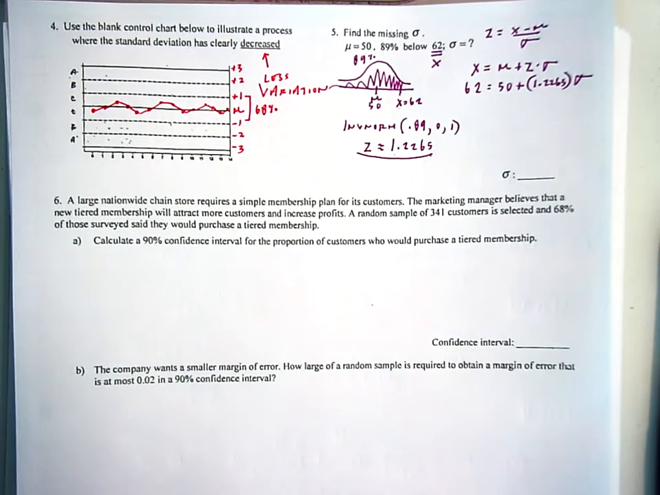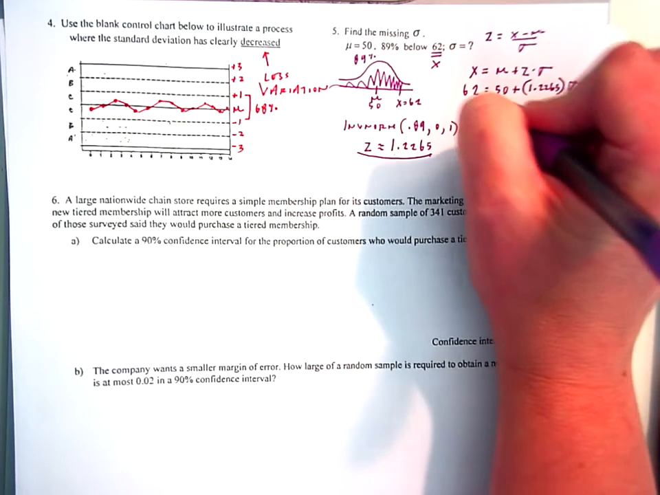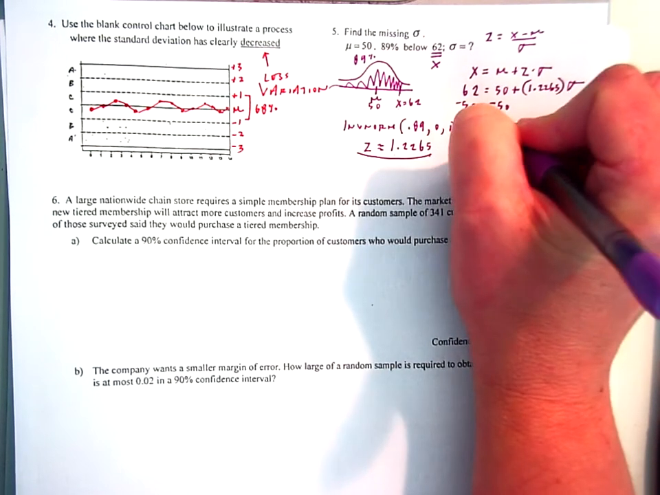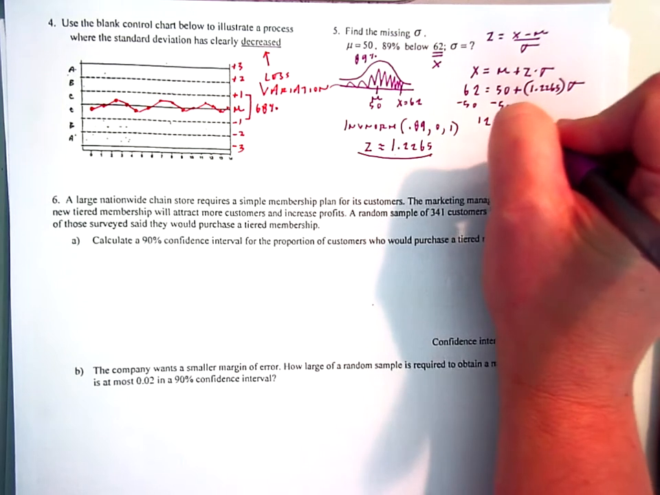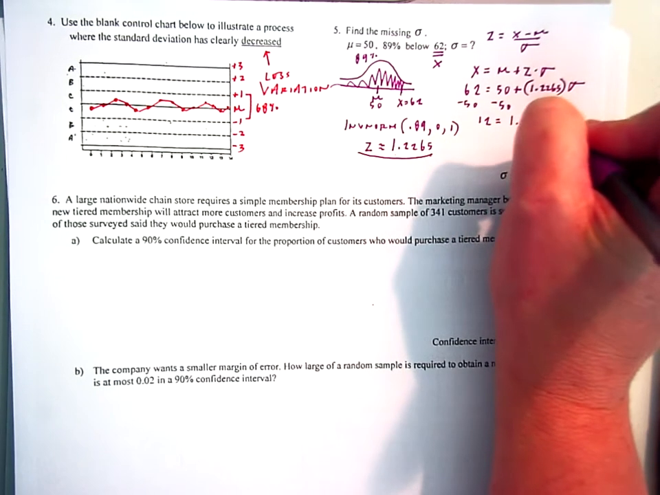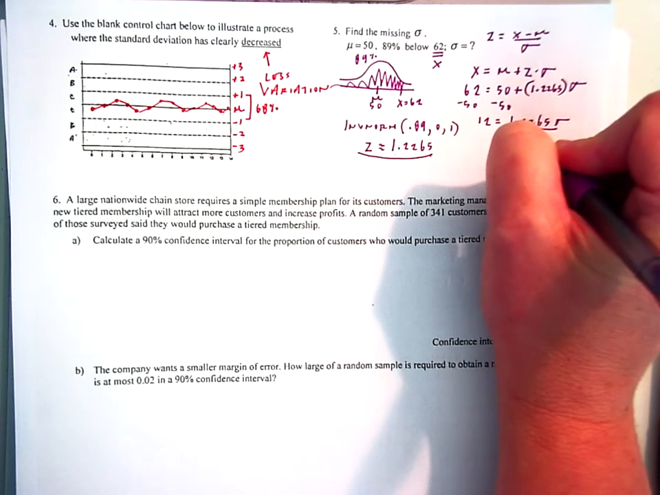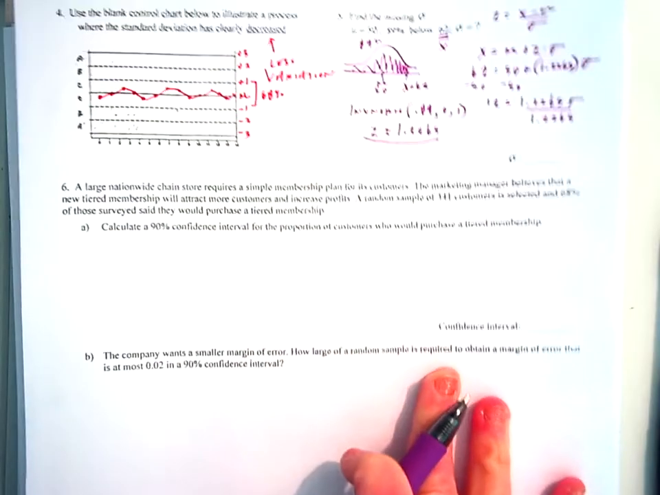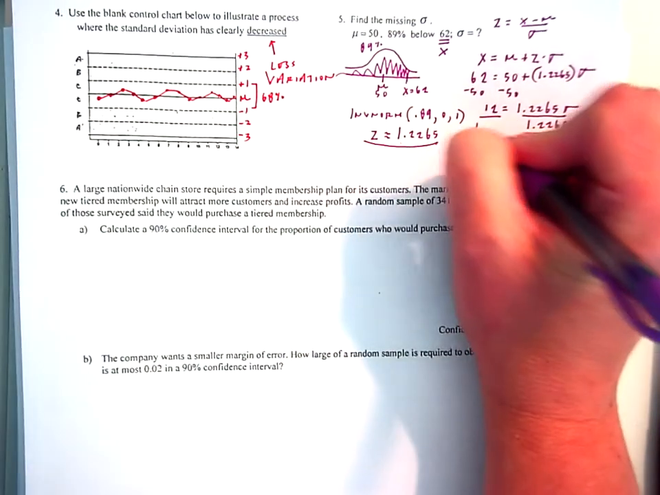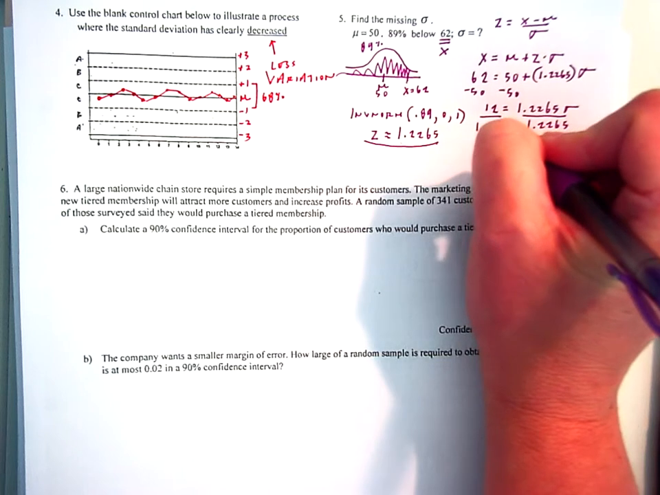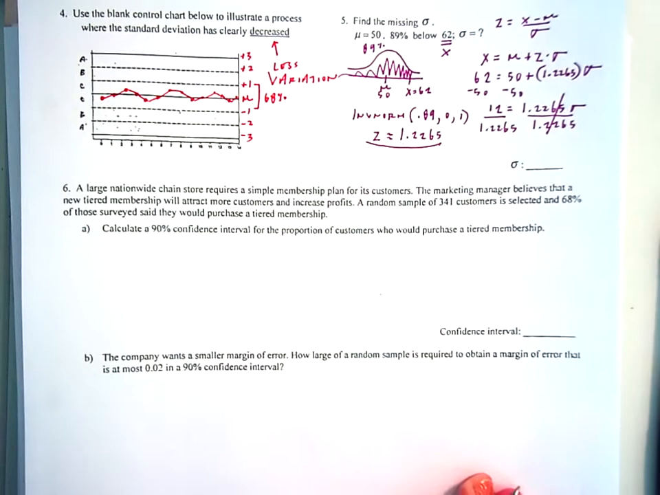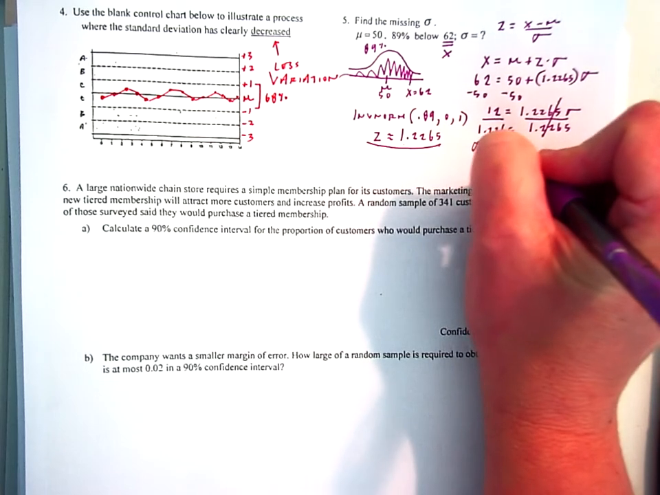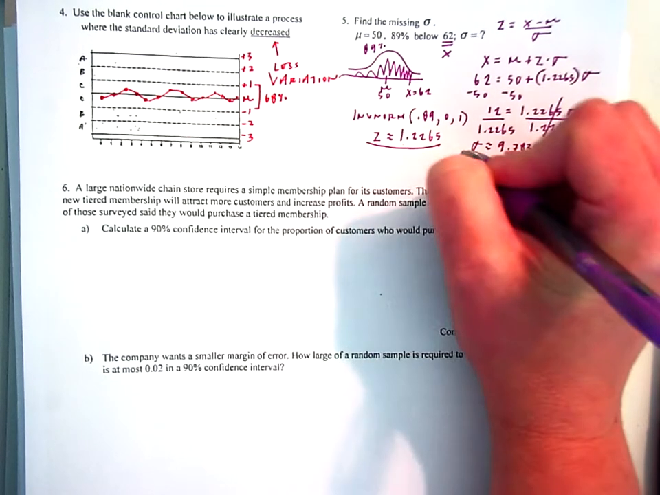So now it's just an algebra problem. I want to get that standard deviation by itself. So I would take away the 50 from each side. So 12 is equal to 1.2265 times the standard deviation. And then I want to divide away that 1.2265 from both sides. Okay, so my standard deviation would be about 9.7839.